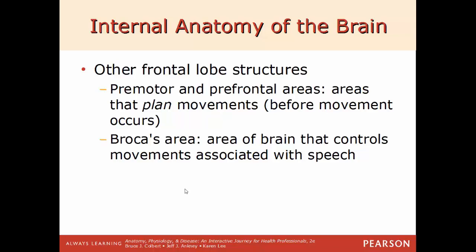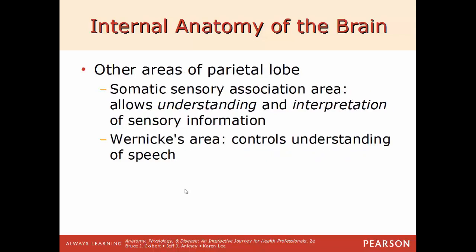Some other frontal lobe structures: the premotor and prefrontal areas. These are areas that will plan movements before the movement actually occurs. Broca's area is the area of the brain that controls movements associated with speech. The somatic sensory association area will allow understanding and interpretation of sensory information. Wernicke's area will control understanding of speech. It's not just hearing what the word is, but actually understanding what is being said.